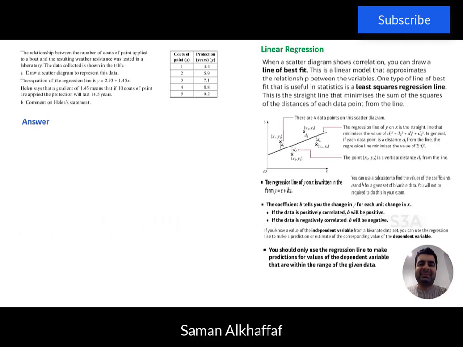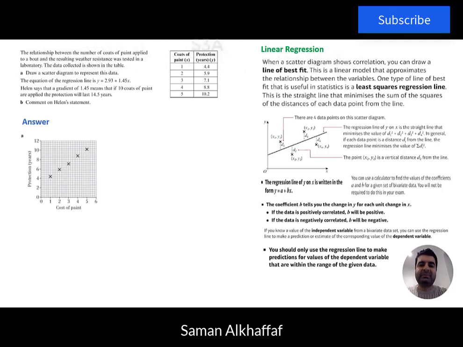The equation of the regression line is y equals 2.93 plus 1.45x. Helen says that a gradient of 1.45 means that if 10 coats of paint are applied, the protection will last 14.5 years. So this is what we need to look into in terms of the scatter diagram.